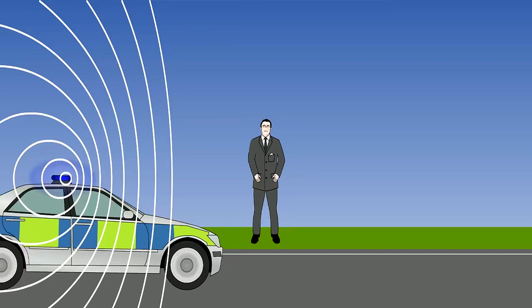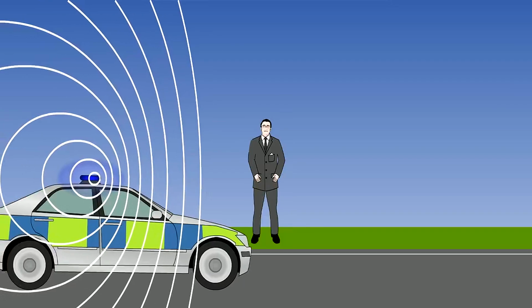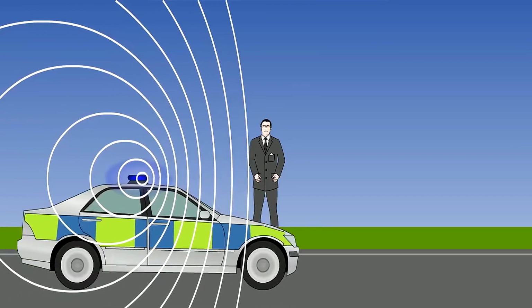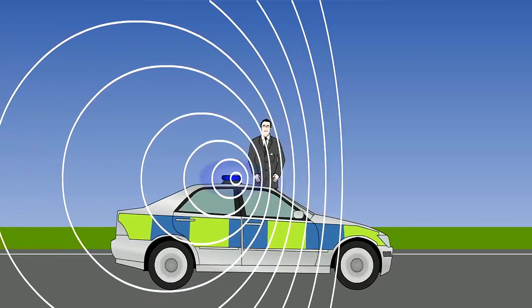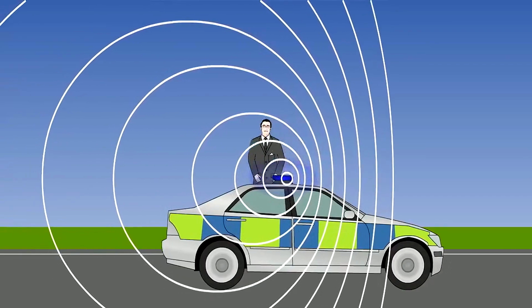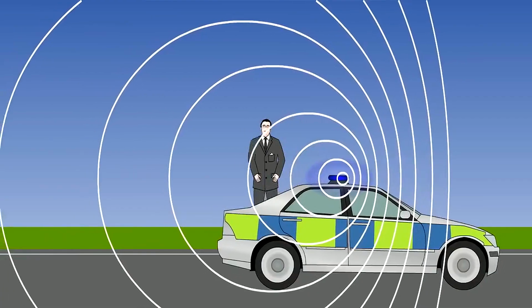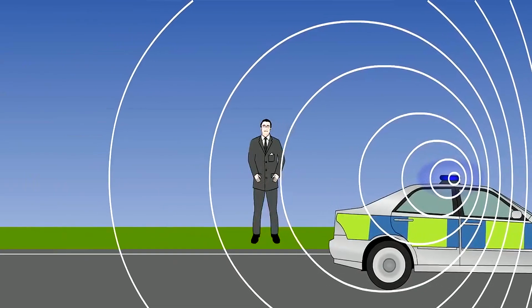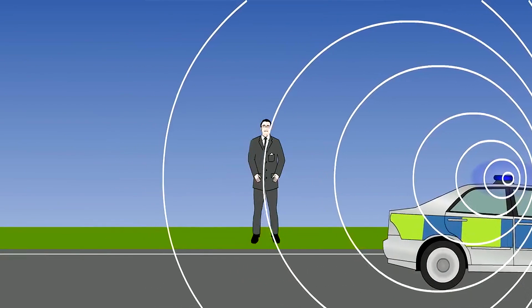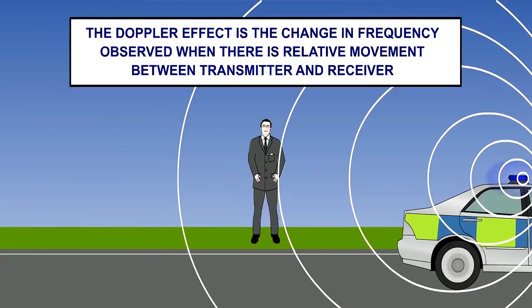When there is relative movement, such as when a police car approaches a person, the pitch of the car's siren gets higher as it approaches because the intervals between the arriving wavefronts are shortened. When the car goes past the individual, the car siren gets lower in pitch because the wavefronts reach the individual in longer intervals. The frequency therefore changes when there is relative movement between a transmitter and a receiver.